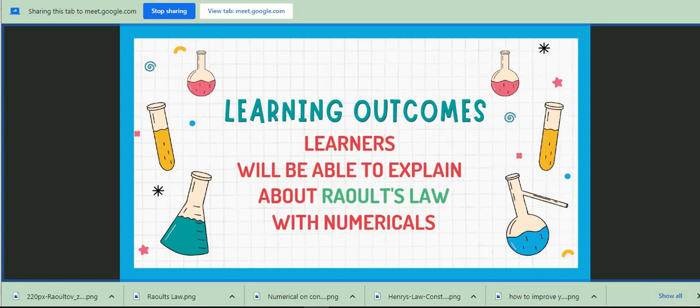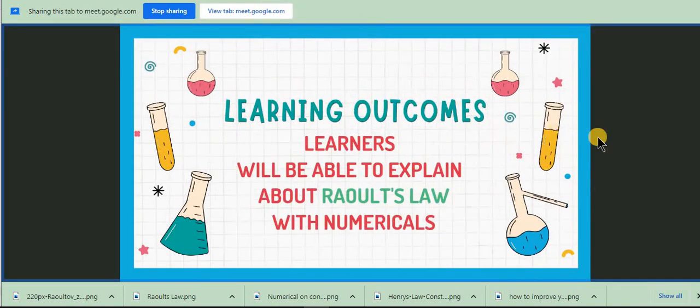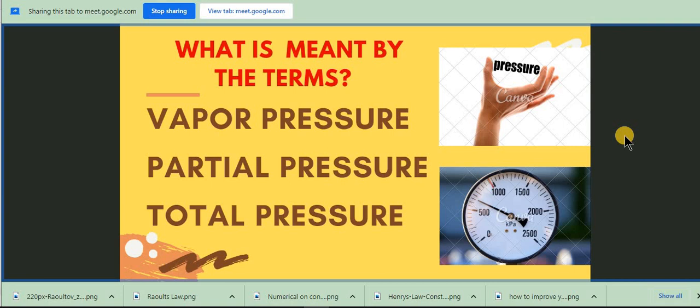First and foremost, the learning outcomes are that you will be able to know about Raoult's law and its numericals. Let us start with a small note. What do you mean by vapor pressure? Partial pressure, total pressure. Vapor pressure is a very small term.